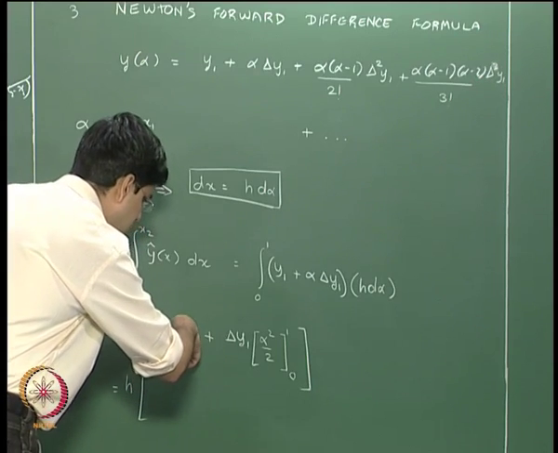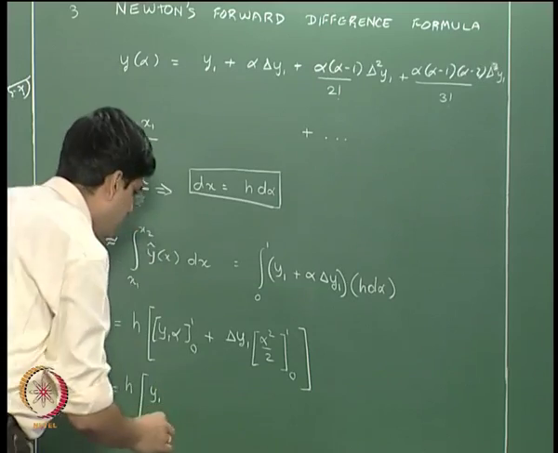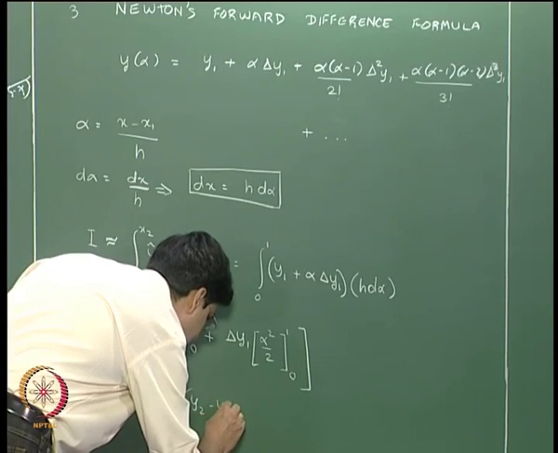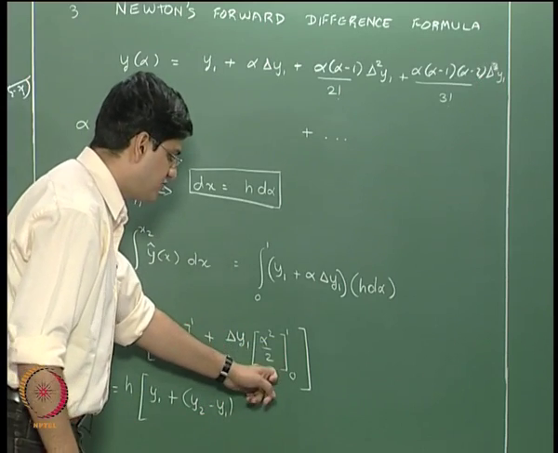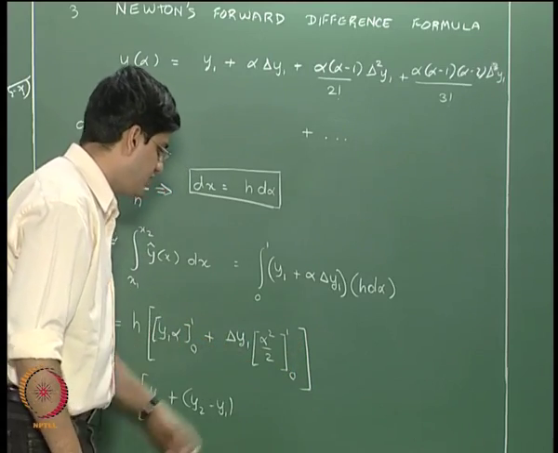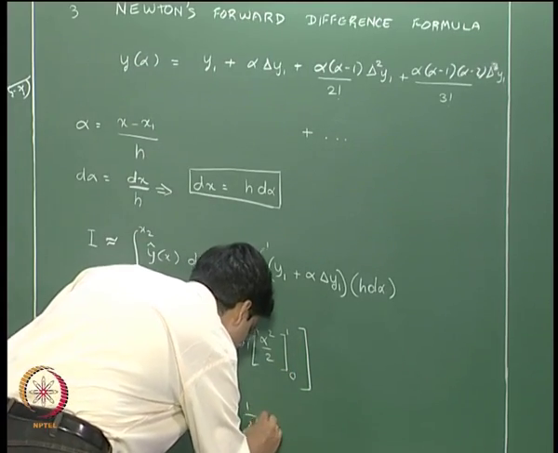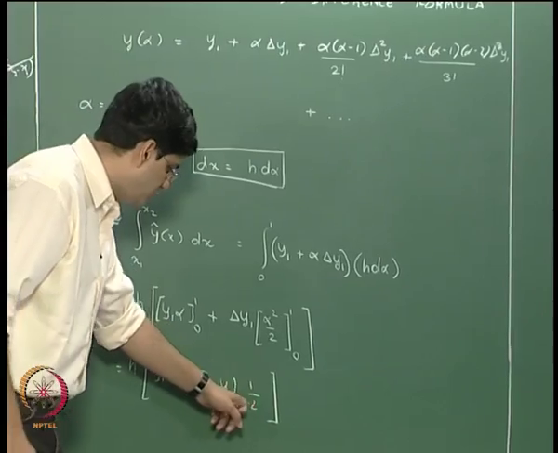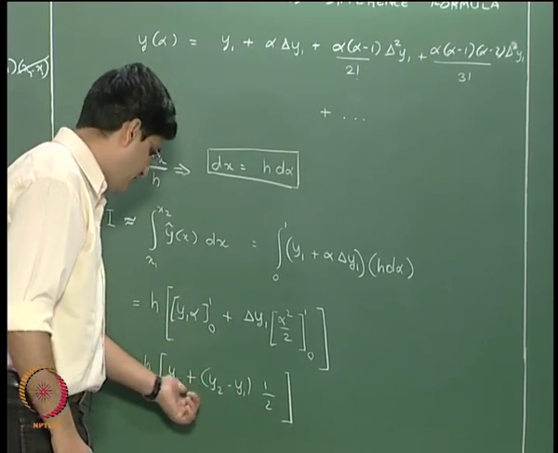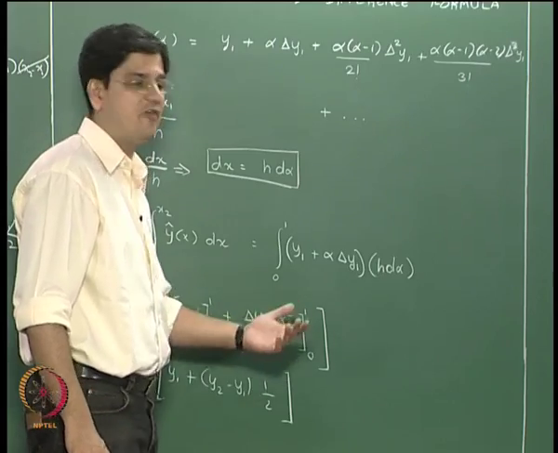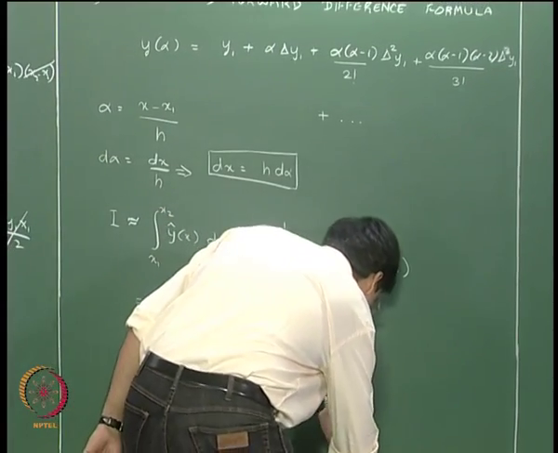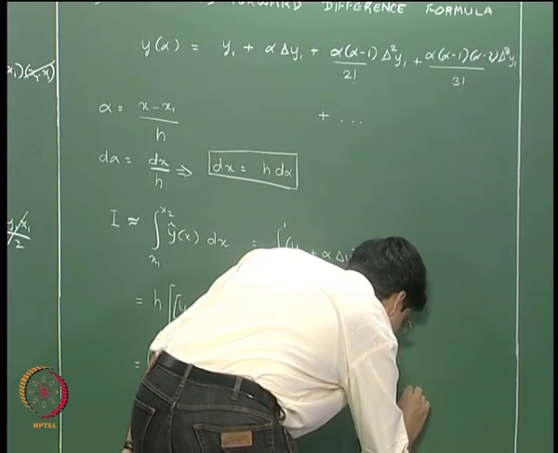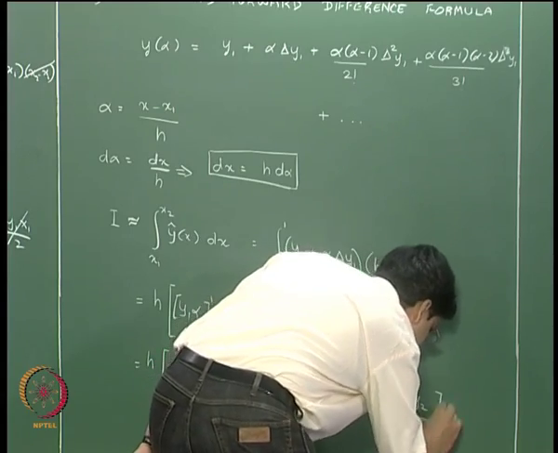alpha going from 0 to 1 is going to be 1 minus 0, so it is just going to be y1 plus delta y1, which was nothing but y2 minus y1, multiplied by alpha squared by 2, so that is 1 minus 0 divided by 2, so that is going to be 1 by 2, okay. So therefore we have y1 plus y2 by 2 minus y1 by 2, y1 minus y1 by 2 is going to be plus y1 by 2, so therefore we will have this as equal to h multiplied by y1 plus y2 divided by 2, okay.